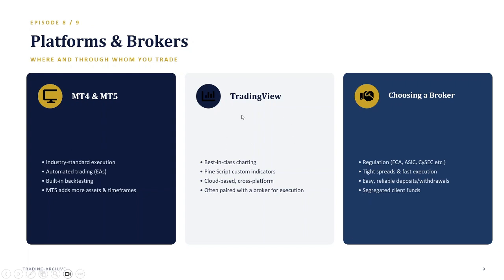Then we have the analyzing platform, TradingView. This can also be your execution platform, but it's basically very good at analyzing. Most traders use it for analysis. As you can see here, it's best in class charting, Pine Script, custom indicators, cloud-based, cross platform, often paired with a broker for execution. Like I said, you can execute from here.